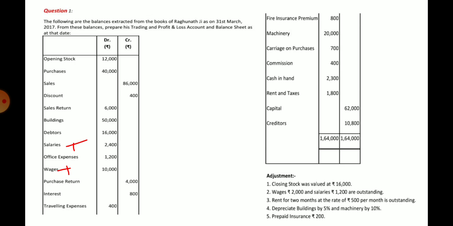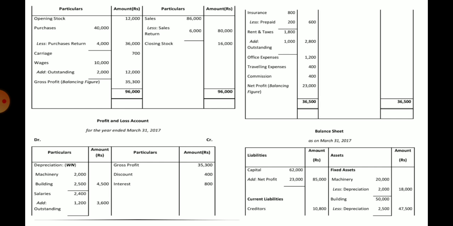Depreciate the building by 5% and machinery by 10%, so it will be depreciated, and prepaid insurance will be deducted from the insurance premium. Okay, so let's start making. So first of all, opening stock 12,000, purchase 40,000, less purchase return 4,000. So purchases will be 36,000.